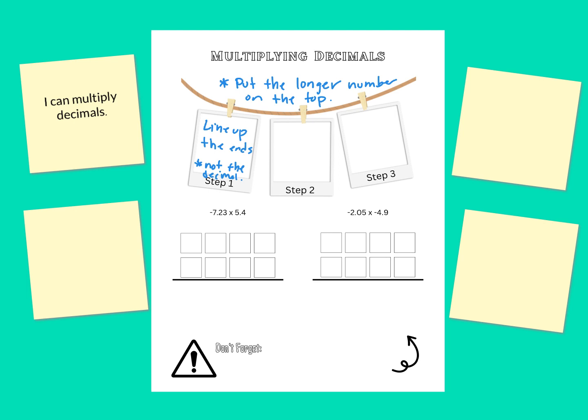So we can fill in this first example here. I'm going to put the 7.23 on top because it's longer, not because it comes first. I'm not going to worry about putting my positive and negatives in my problem. And then I want 5.4. So I'm lining up the end of my numbers, not the decimals this time. After I have those set up, then I'm just going to multiply.